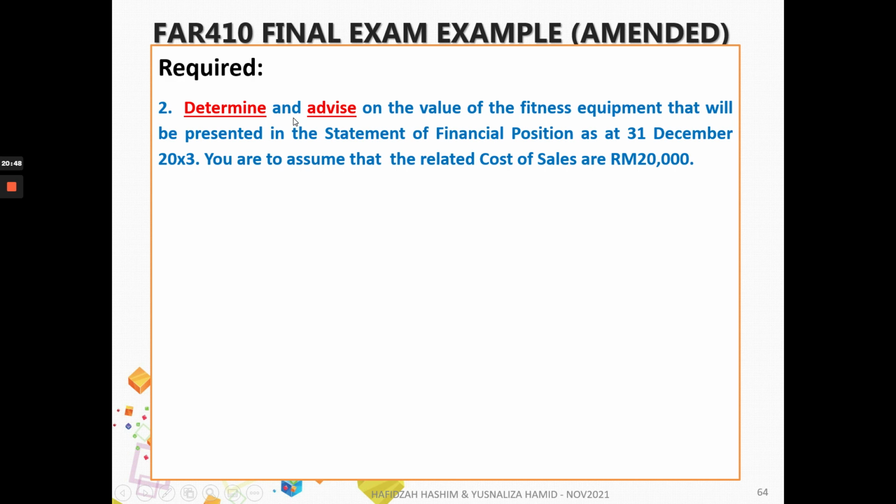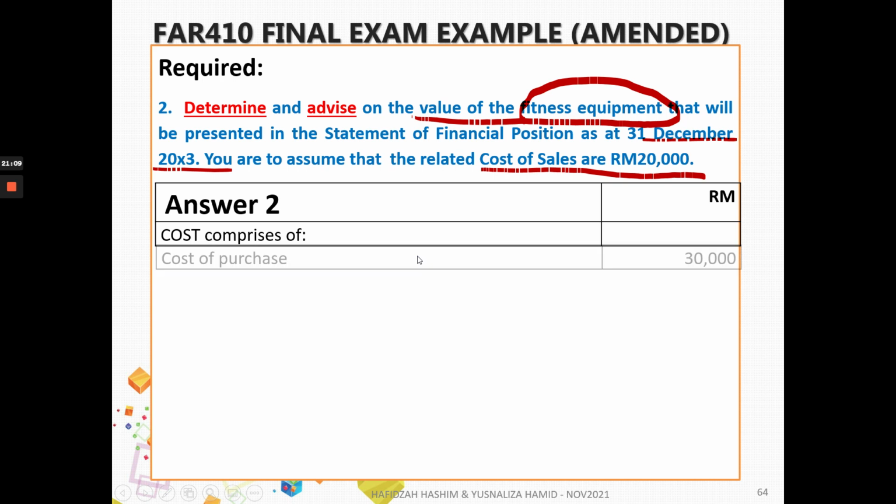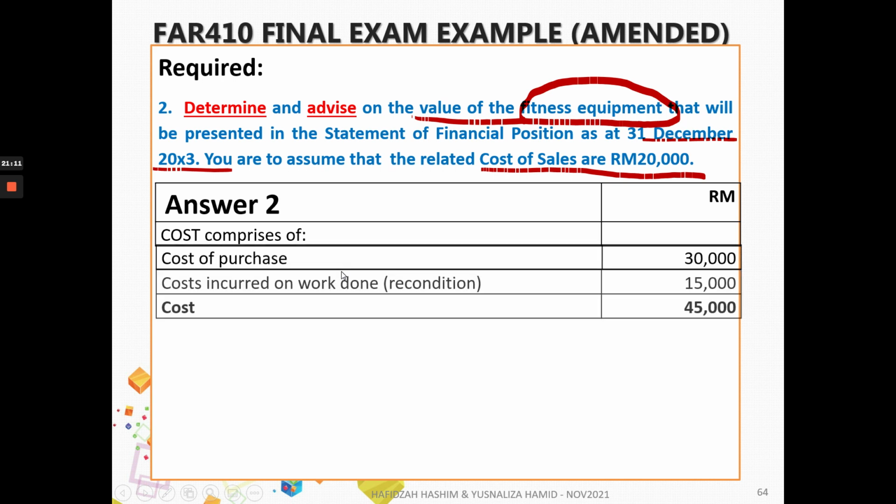You are asked to determine and advise. When you are asked to determine, you need to determine the value of closing inventory, the value of the fitness equipment held for sale as at 31st of December, 20X3. So that is the closing inventory. The assumption for the cost of sale is 20,000. So the cost will comprise the cost of purchase and the cost incurred in work done, which is the reconditioning cost. Those are the two costs.